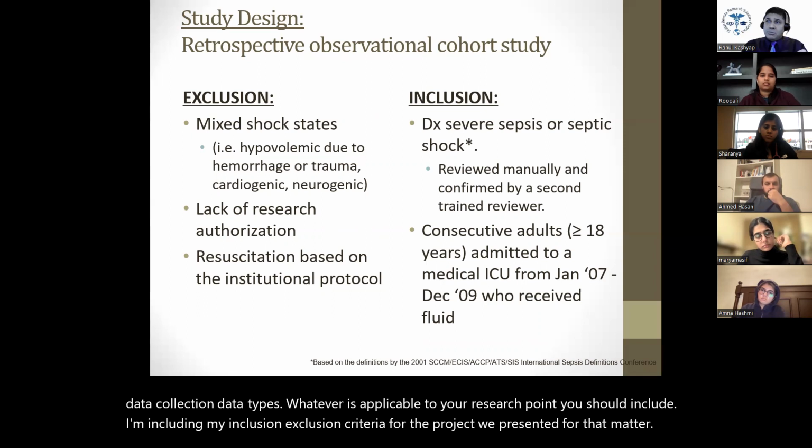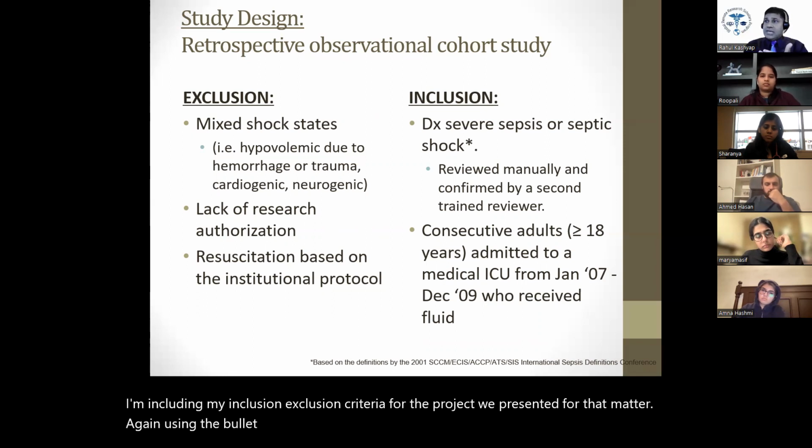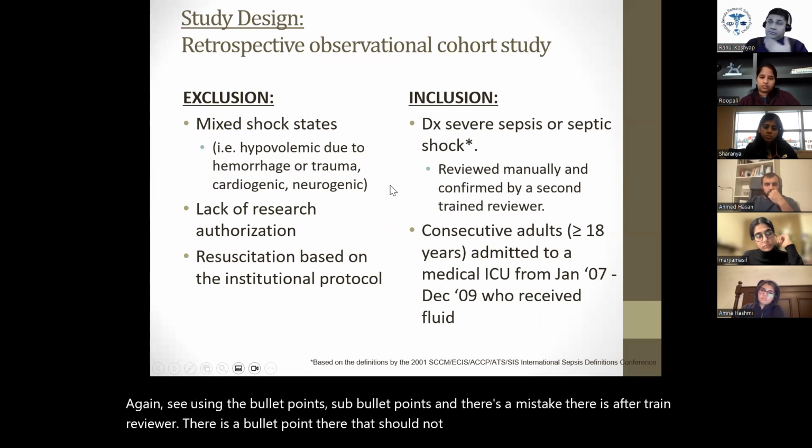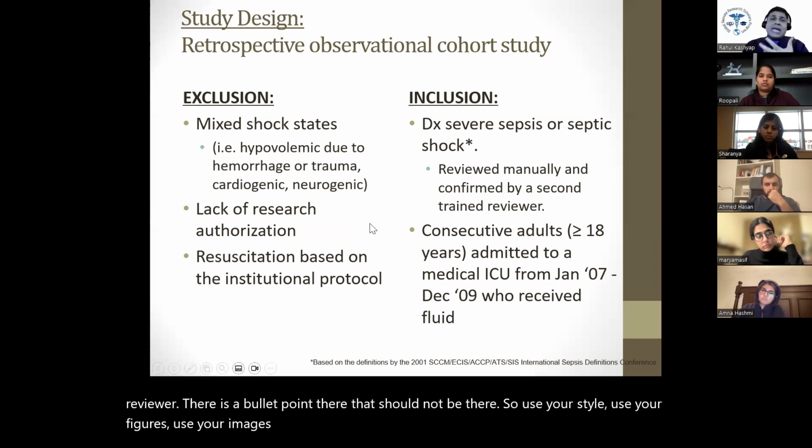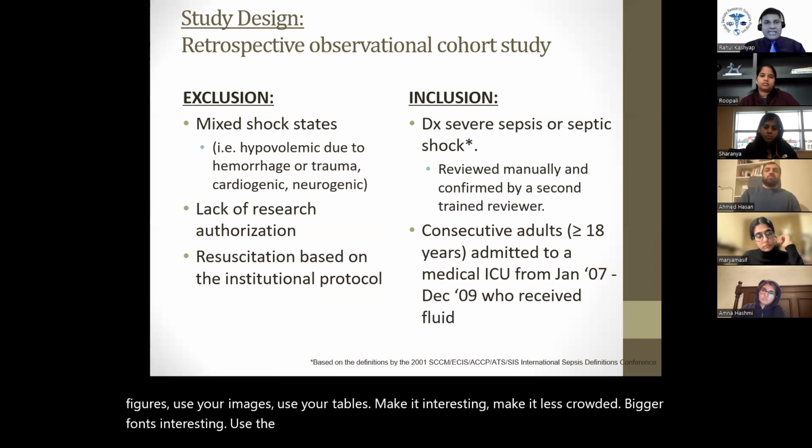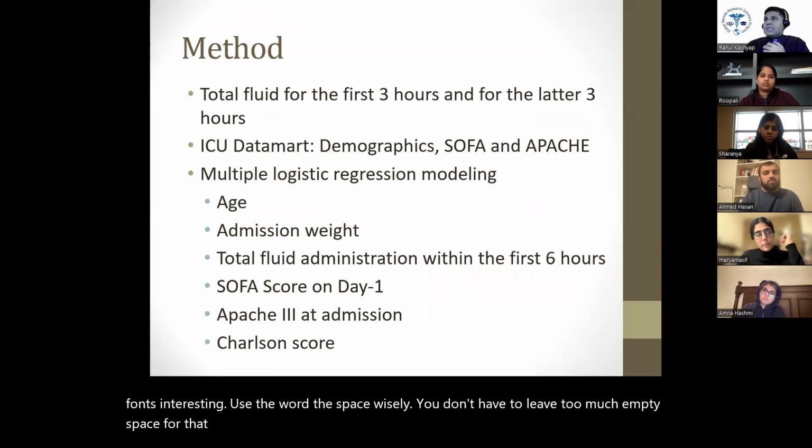Again, see, using the bullet points and sub bullet points, and there's a mistake. After trained reviewer, there is a bullet point there that should not be there. So use your style, use your figures, images, and tables, make it interesting, make it less crowded, with bigger fonts. Use the space wisely. You don't have to leave too much empty space. Put down your references and citations.